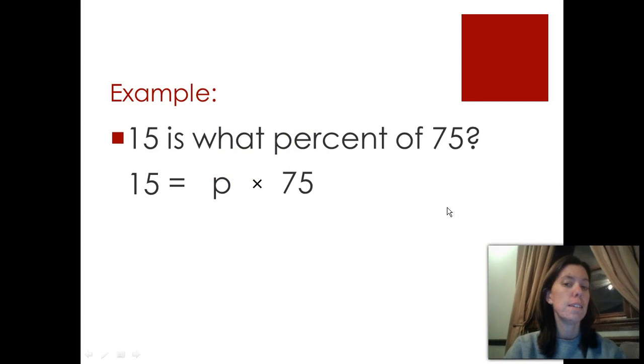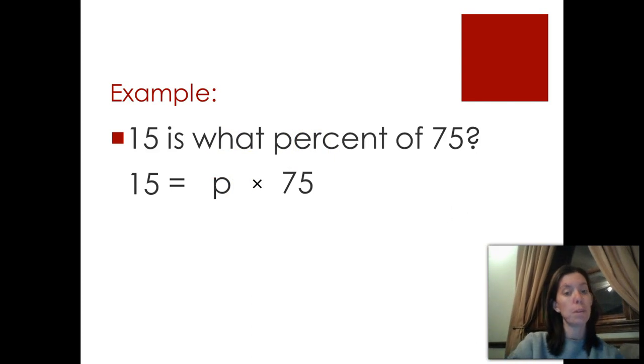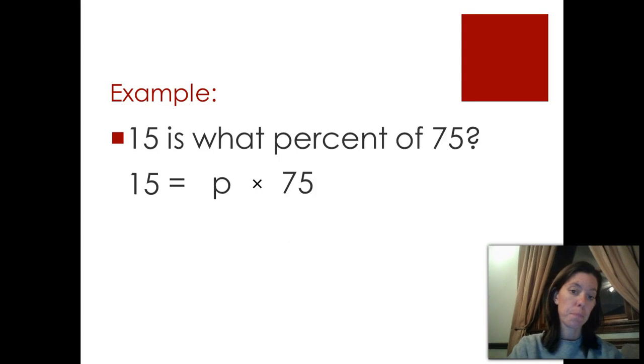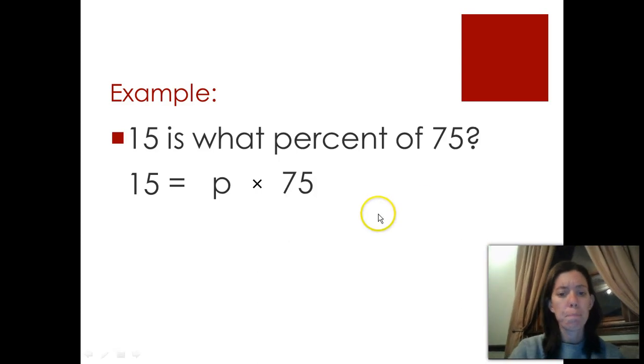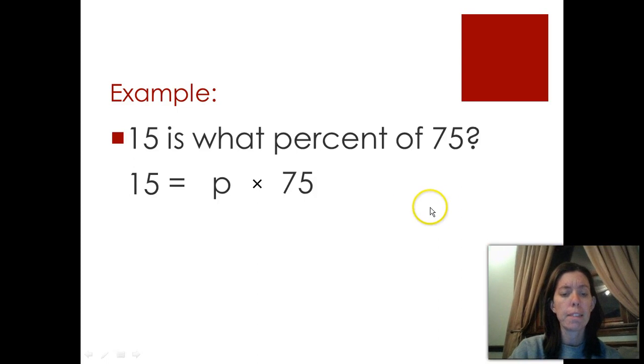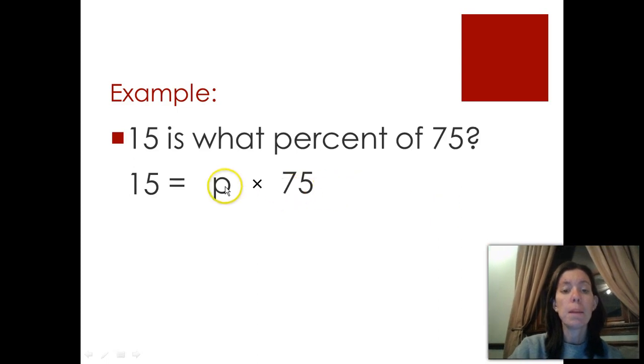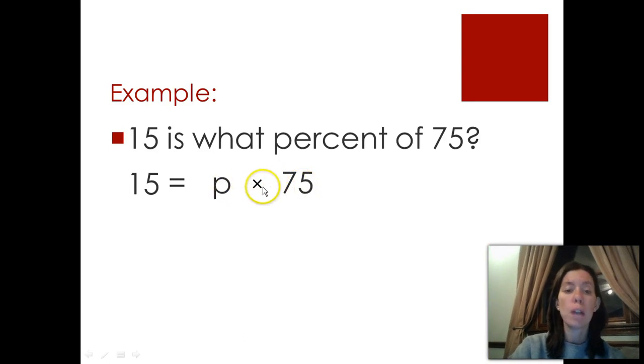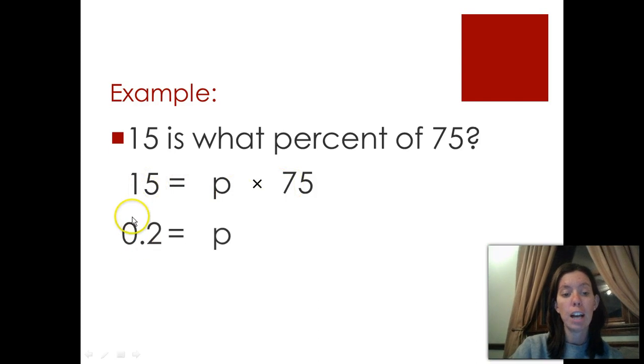This one isn't as easy to solve as the last one because the last one had p by itself on one side of the equation. So you might remember from a pre-algebra class or an 8th grade math that you need to get p by itself here, and the way to do that is divide by 75. This is a multiplication symbol, but to get p by itself, we have to do the opposite of multiply, so we'll divide by 75. So if I divide both sides by 75, 15 divided by 75, I get 0.2.